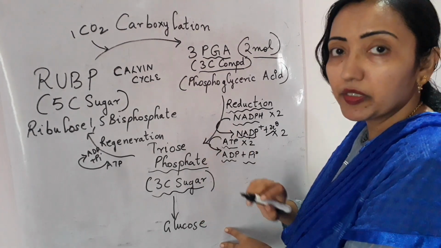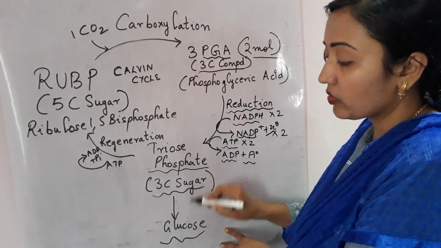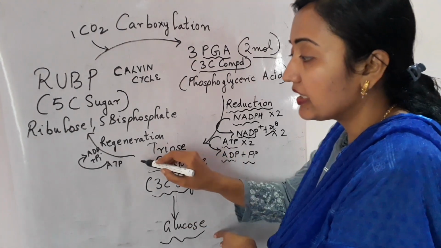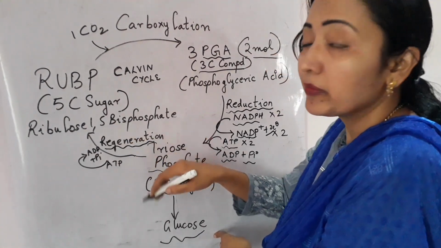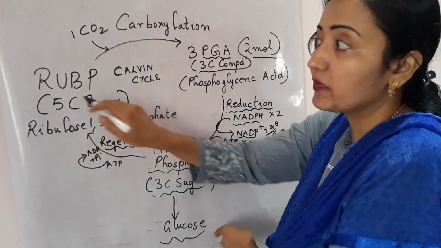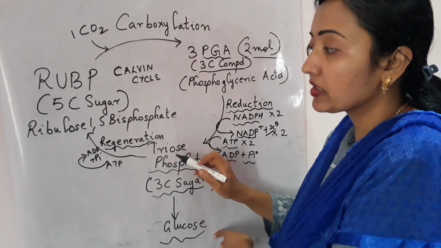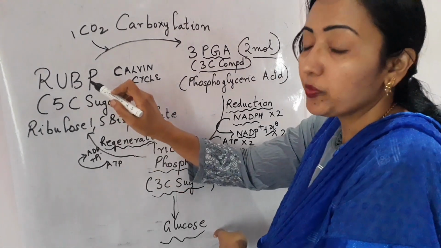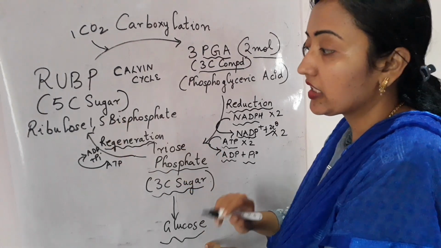Triose phosphate is produced, which is a 3-carbon sugar, and it forms glucose. This triose phosphate also undergoes regeneration, which means it regenerates ribulose 1,5-bisphosphate, that is RUBP. So triose phosphate forms both RUBP and glucose. This process is called regeneration.